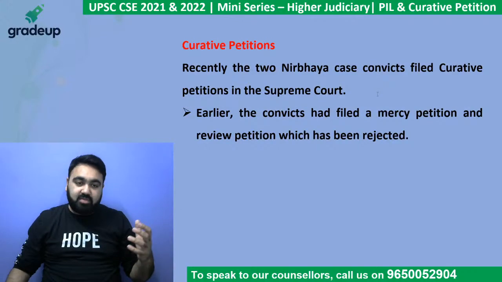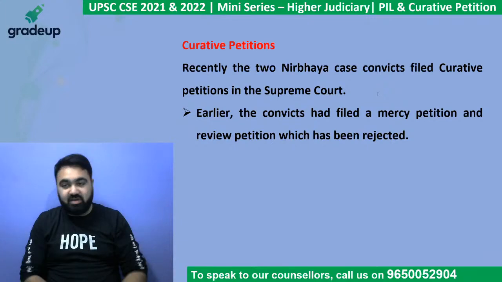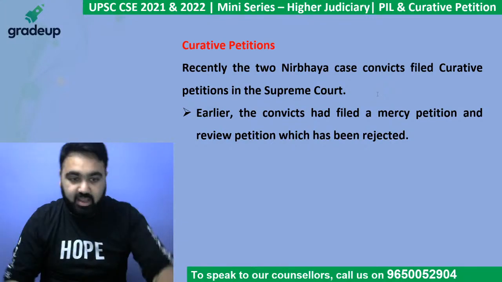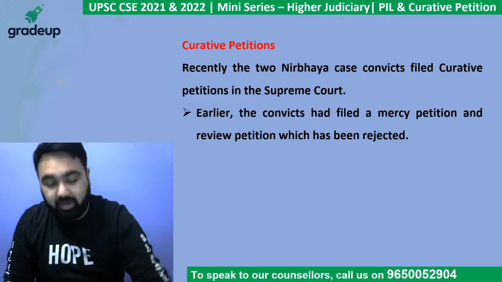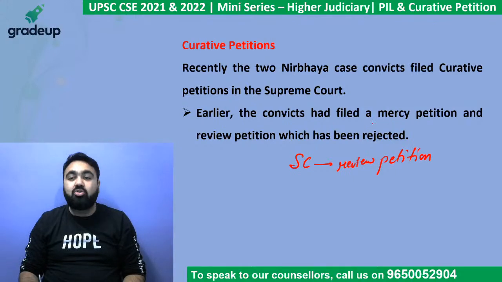Now, there is a concept of curative petition. How does it work? Let's say you filed a case in the Supreme Court, it gave a decision and you are not happy with that decision. The first step that you have after the Supreme Court gave the decision is to file a review petition. Review petition means you request the Supreme Court to review the order, or to see the order again. Even if that is not accepted, or if you lose that also, after that you file a curative petition.